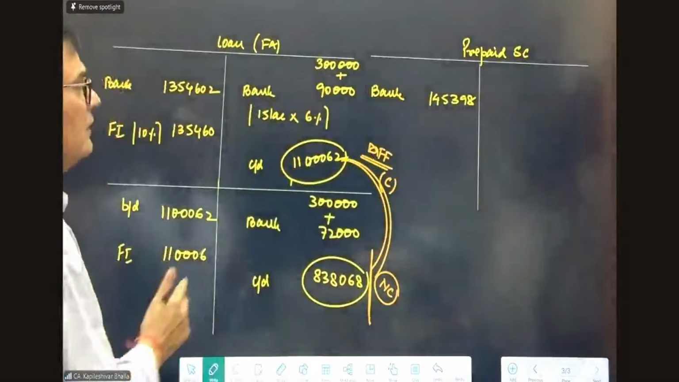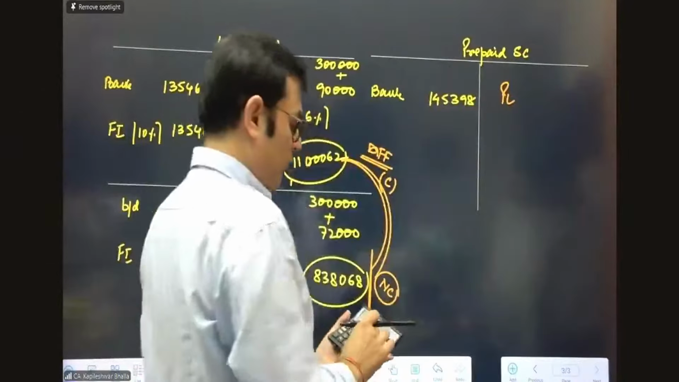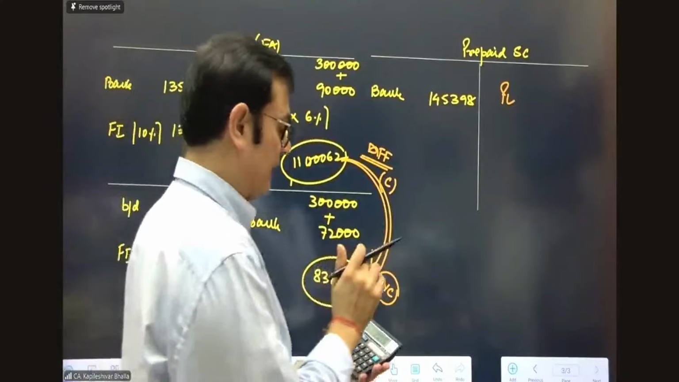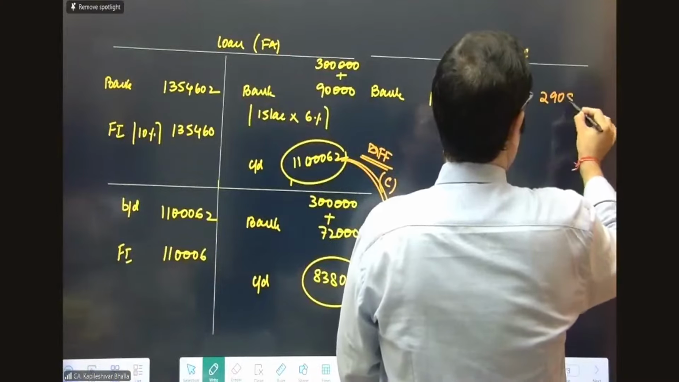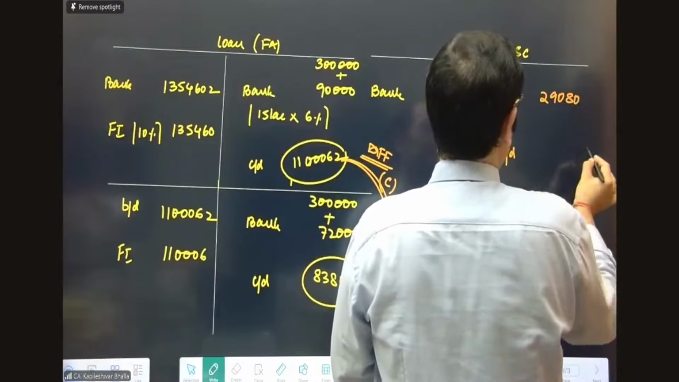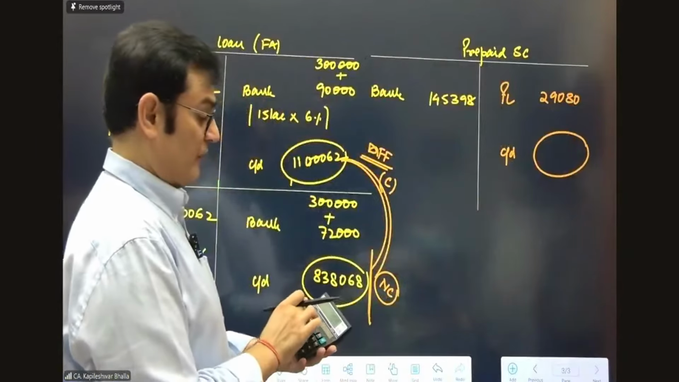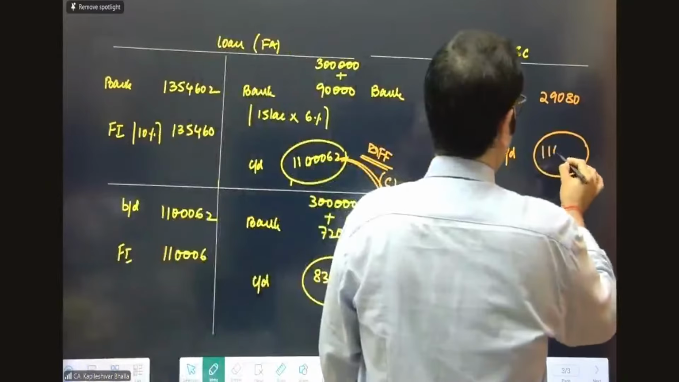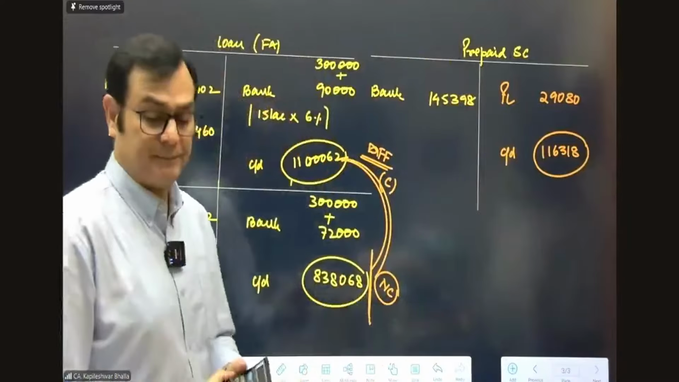Okay, so this is done. Now we go for the annual amortization. So we take 1/5 of this, 145,398 by 5. So this is going to be approximately 29,080, and we get the balance CD as a balancing figure. So 145,398 minus 29,080, this is 116,318. That becomes the balance CD.